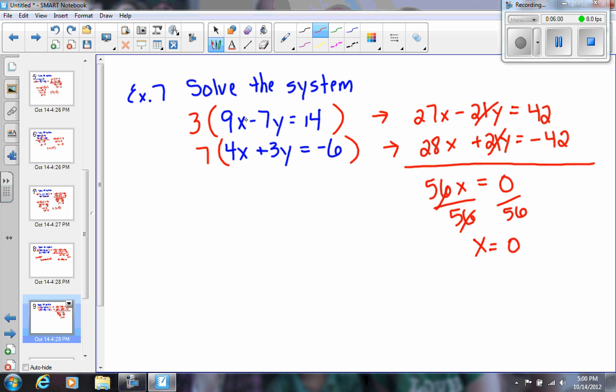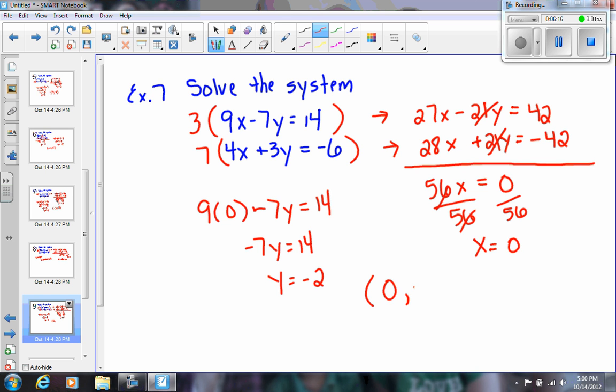So now I'm going to substitute the 0 back in. 9 times 0 minus 7y equals 14. So this is just 0, so we get negative 7y equals 14. So y equals negative 2, which means my solution to my system of equations is 0, negative 2, which means if I graph these two lines, they're going to cross at the point 0, negative 2.